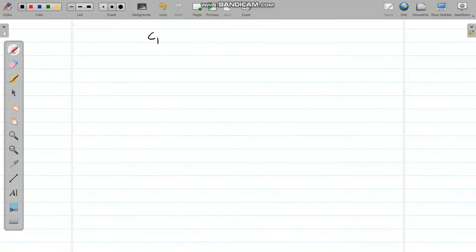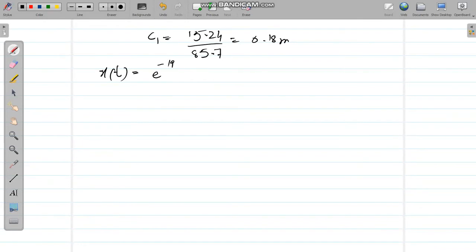So C1 is nothing but 15.24 divided by 85.7, and that comes out to be 0.18 meter. So if you put the value in the displacement equation, this becomes x of t equals e to the minus 19.3 t, with C1 being 0.18, times sine of 85.7 t. So this is your solution.